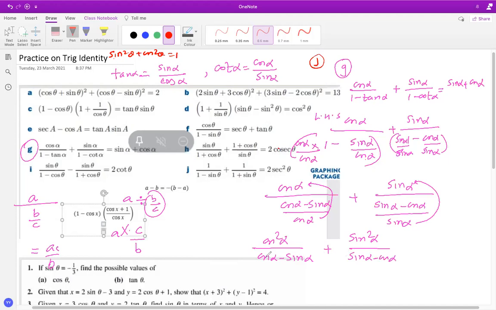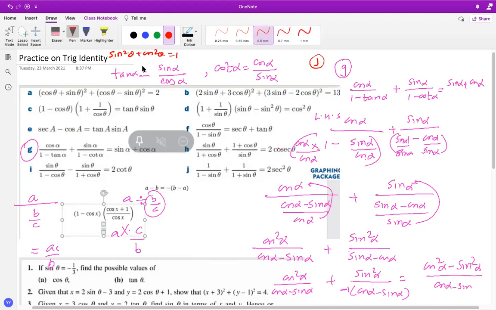Now when you notice here, cos alpha minus sine alpha and sine alpha minus cos alpha are the same stuff, just in opposite sign. So if I take negative common from the denominator, let cos alpha minus sine alpha stay as it is, plus sine squared alpha over, taking negative 1 common from the denominator, this is what it becomes. Then if I multiply plus and minus, it becomes cos squared alpha minus sine squared alpha over cos alpha minus sine alpha.